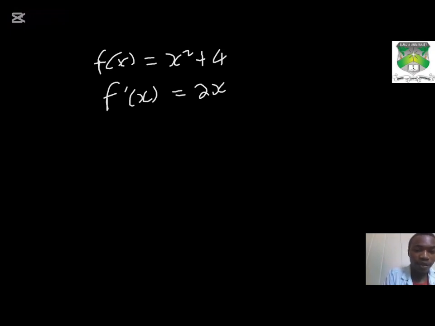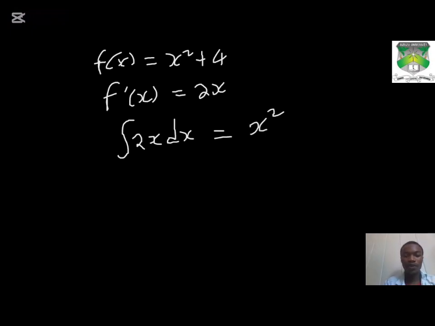Okay, we integrate it in a way that we have an integration symbol and the integrand, the function that we have, which is 2x, with respect to x. The answer will be x squared. You see, because we take the reverse.